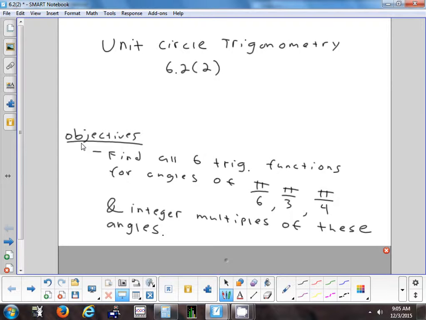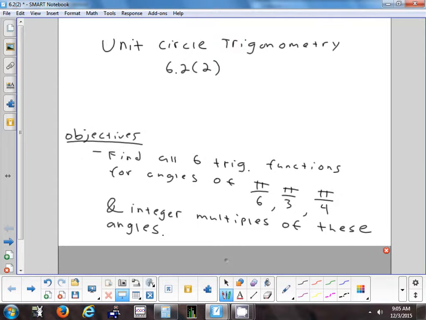All right, so pi over 6, that's 30. Pi over 4 is 45. Pi over 3 is 60. But if something's a multiple of 30, it's automatically a multiple of 60. So by me saying we're going to do all the multiples of 30 and 45, that also covers multiples of 60.